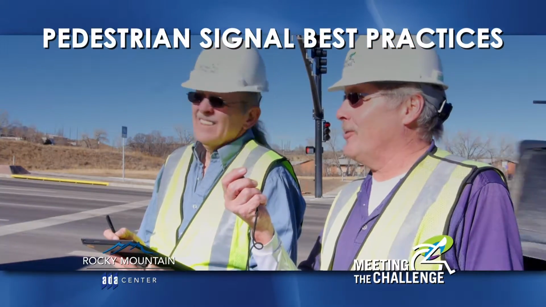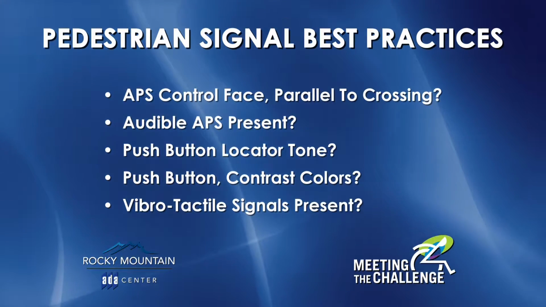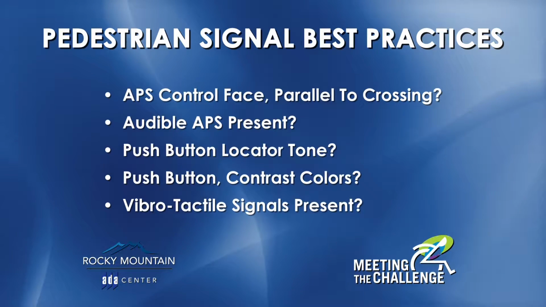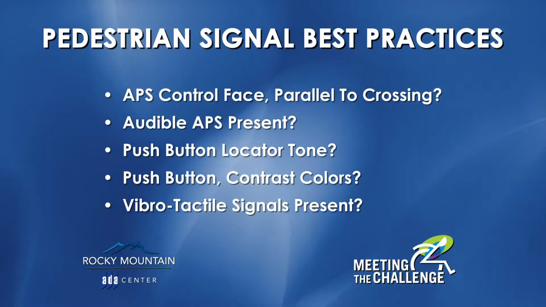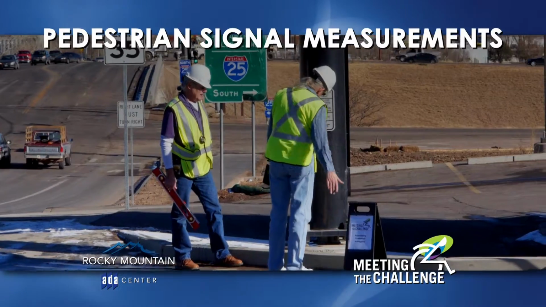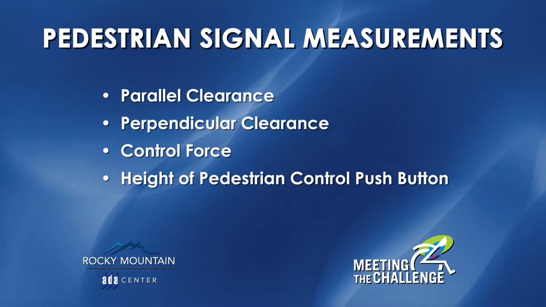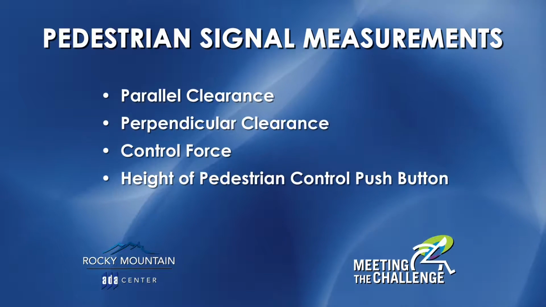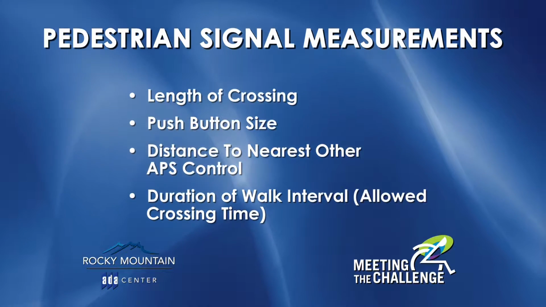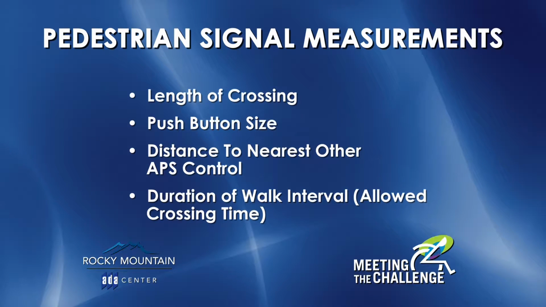Each pedestrian signal requires a variety of observations and measurements. Some of the observable attributes of a pedestrian signal are APS control face, parallel to crossing, audible APS present, push-button locator tone, push-button contrast colors, vibrotactile signals present. Dimensional measurements are made for parallel clearance, perpendicular clearance, control force, height of pedestrian control push button, length of crossing, push-button size, distance to nearest other APS control, duration of walk interval.